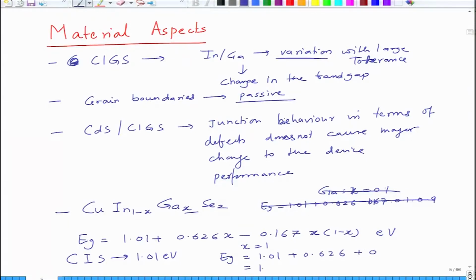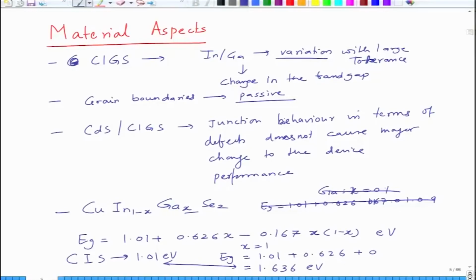So this is 1.636 eV. Based on this formula, the band gap will change between 1.01 eV to 1.6 eV by changing the indium to gallium ratio.